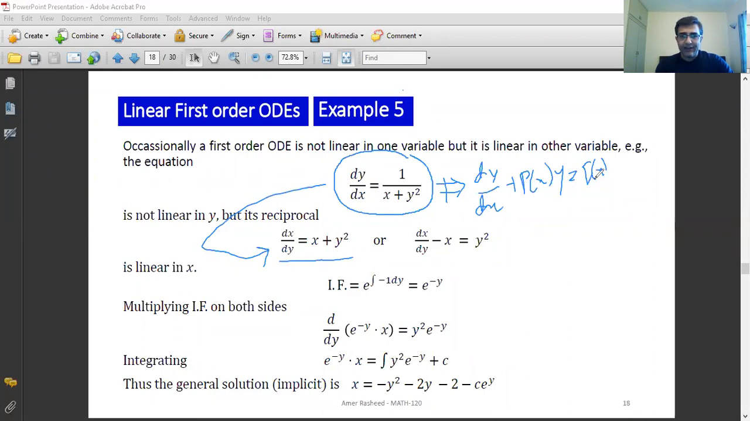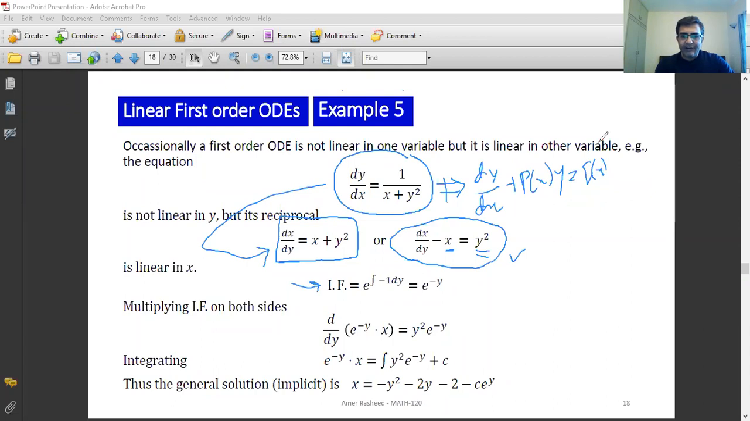Now, if you notice here, this is now a linear differential equation in which x is the dependent variable and y is the independent variable. This differential equation becomes a linear first order differential equation in the variable x. So now we can solve this differential equation using the linear technique. We find the integrating factor. Everything will be reversed, you can say.